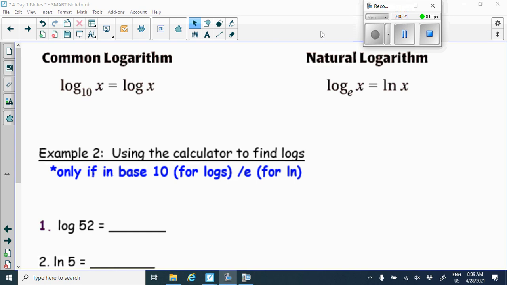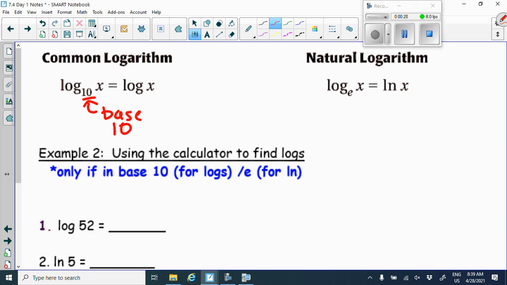Common log. This is when the base is 10. But when we have this, we don't really say log base 10 of x. Instead, we say log of x. So anytime you don't see that base of 10, or you don't see a base at all, always remember that is what we call a common log, and the base is 10.